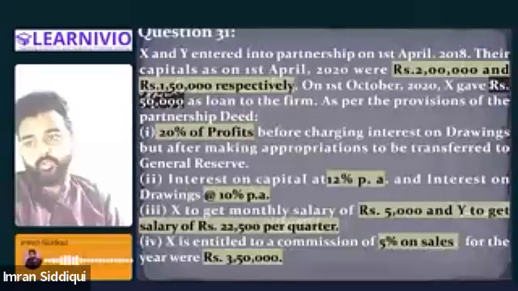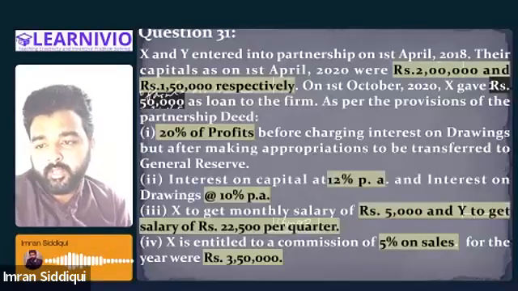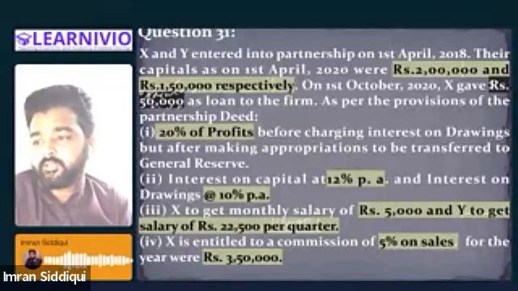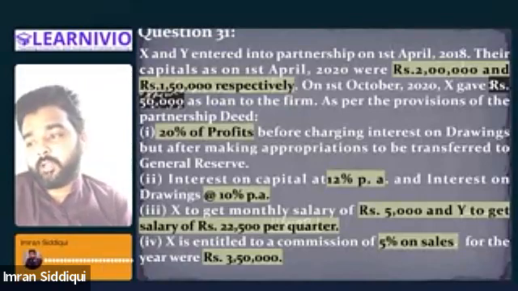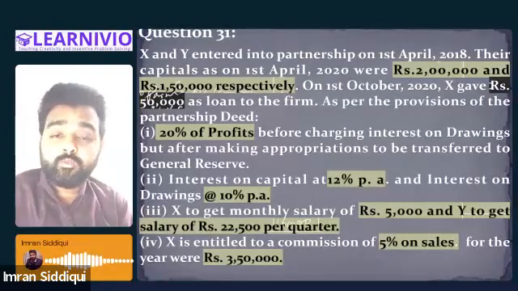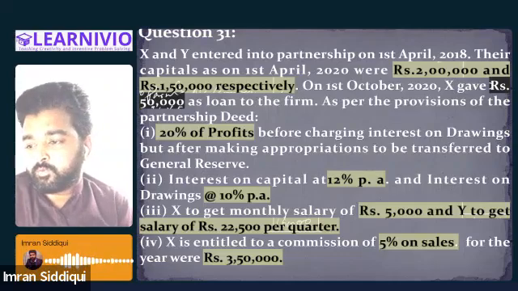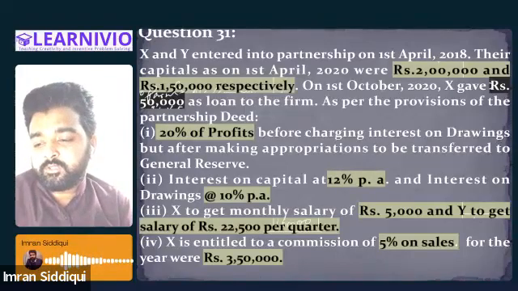Interest on capital to be paid at 12% per annum and interest on drawing to be charged at 10% per annum. X will also be getting a salary of 5,000 and Y will get a salary of 22,500 per quarter. So every year there are 4 quarters, so 22,500 per quarter. X is entitled to a commission of 5% on sales for the year worth 3,50,000.